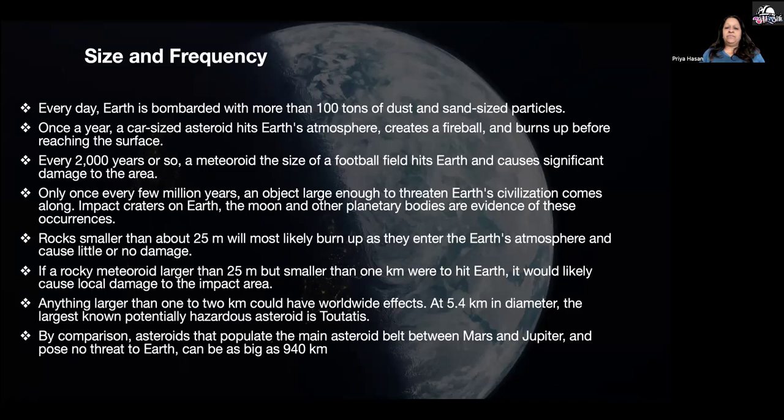At 5.4 kilometers in diameter, the largest known potentially hazardous asteroid is called Toutatis. By comparison, asteroids which lie in the asteroid belt between Mars and Jupiter pose no threat because they are reasonably far away from us. But you could have asteroids which are larger than even 940 kilometers.